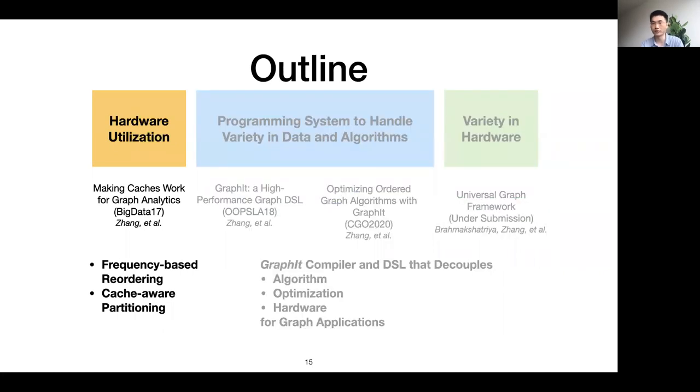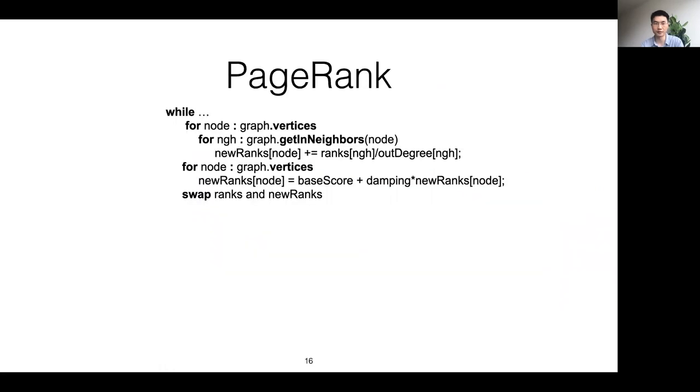I'll start with the performance optimizations. We'll use PageRank as an example to demonstrate the bottlenecks of graph computations and pave the way for introducing the new optimizations. PageRank is an important graph algorithm that ranks the nodes based on their topological structure, and it's very representative of many commonly used graph applications.